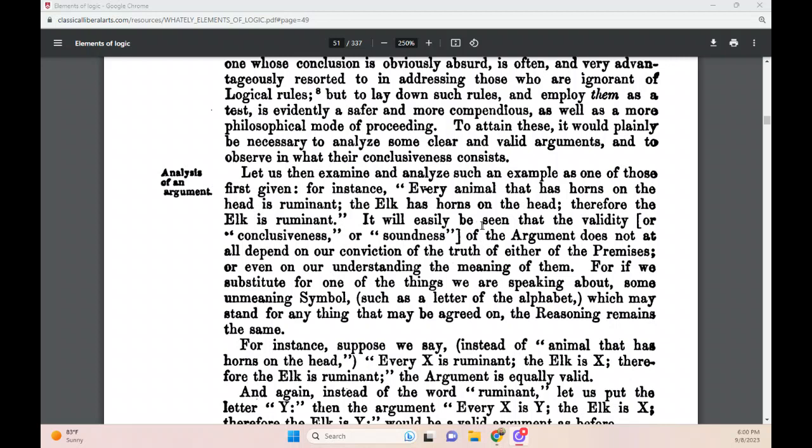It will easily be seen that the validity of the argument does not depend on our conviction of the truth of either of the premises, or even on our understanding of the meaning of them. If we substitute for one of the things we are speaking about some unmeaning symbol, any symbol, which may stand for anything that may be agreed on, the reasoning remains the same. So what we're actually arguing about, the actual content of the argument, is not as important as the form, or the arrangement, of the argument itself.